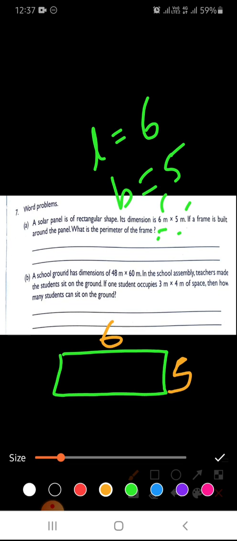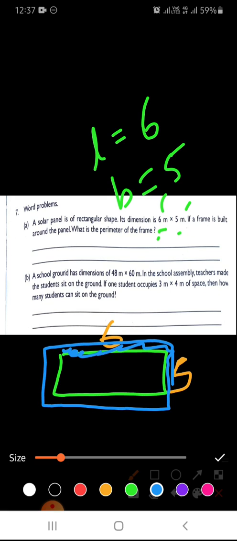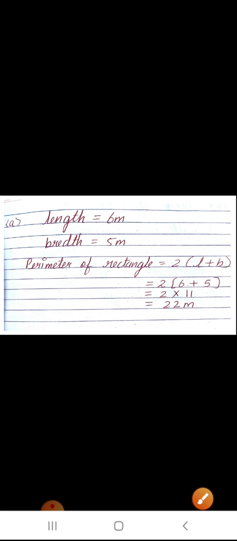Now it is asked that if a frame is built around this panel, what will be the length of the frame? It means we have to find the outer side, and whenever we talk about the outer side, we are talking about the perimeter. So in this case we will find the perimeter of the rectangle, and we know the formula for the perimeter of a rectangle. It is 2 multiplied by length plus breadth, and we'll solve the question like this.